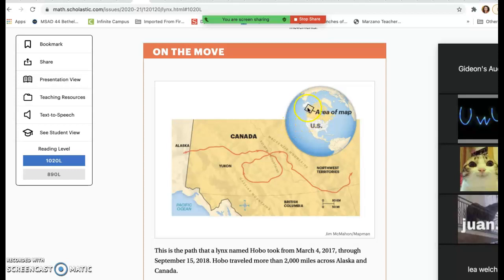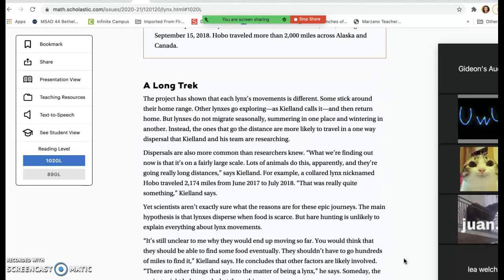So this is the area of the map where we are here, right here where Alaska meets up with the western part of Canada. And this red is the path that a lynx named Hobo took from March 4th, 2017 through September 15th, 2018. Hobo traveled more than 2,000 miles across Alaska and Canada. Wow, that's amazing. A long trek.